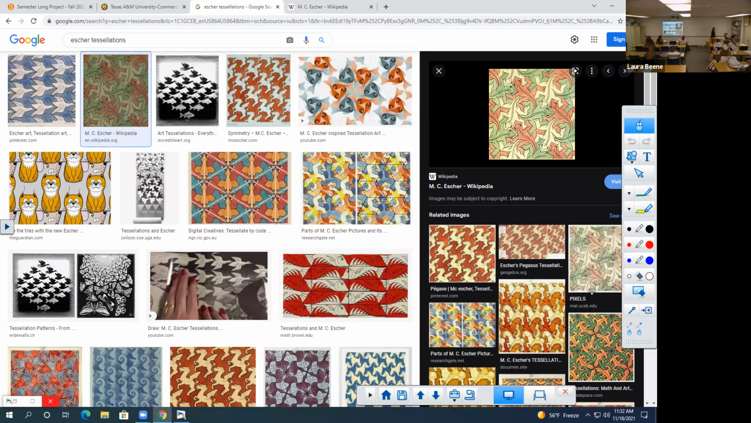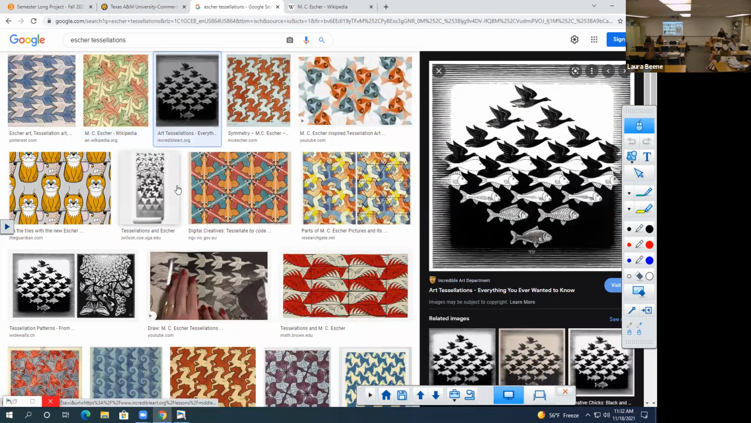He has a ton of really famous artwork. This is a really famous one. This isn't a perfect tessellation, but it's an artwork idea of it. It starts off with birds, and then they slowly get closer together, and then the outline turns into fish. You can see the birds here still, the fish there.